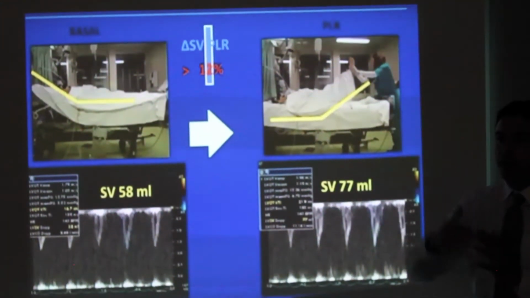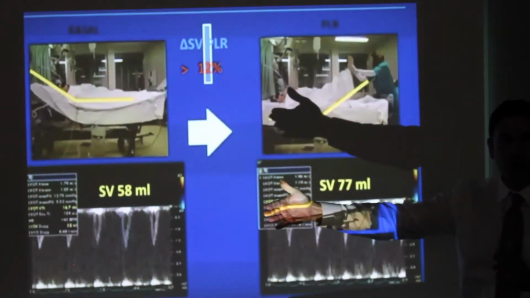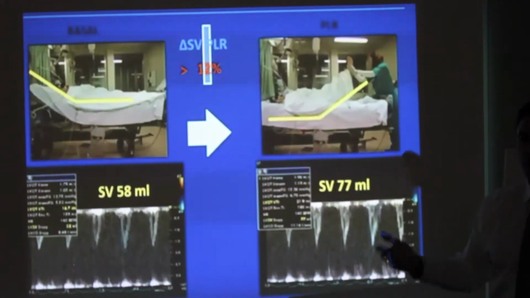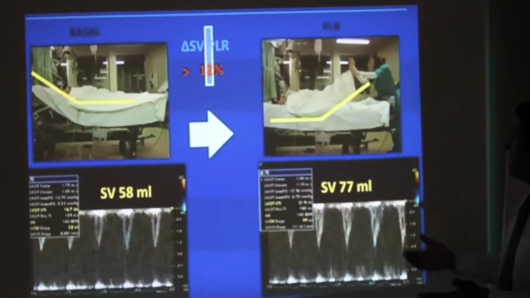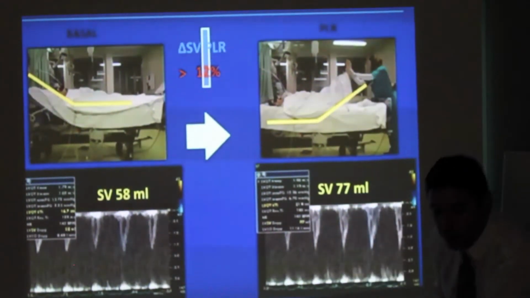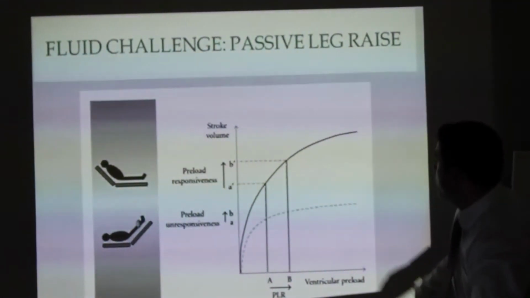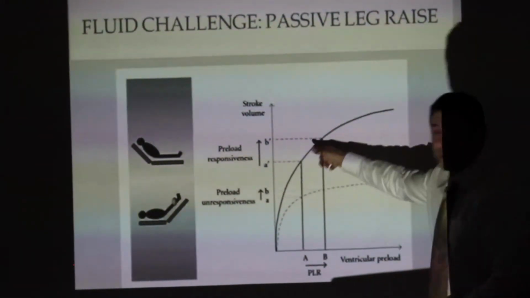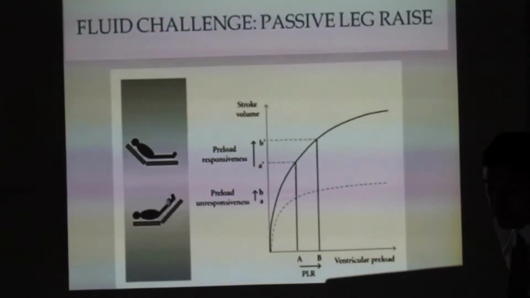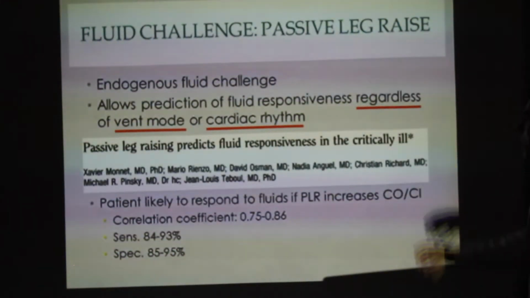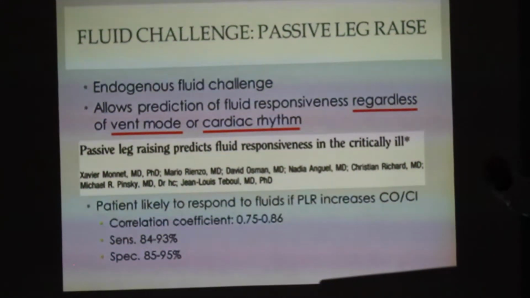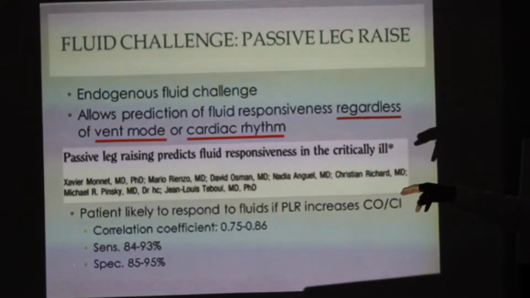So you want to be able to assess the stroke volume. You have to have something to tell you about stroke volume. You can't just rely on the mean arterial pressure, somebody who's septic or so. It is available, but you have to have a device that will tell you about the stroke volume and whether your patient goes from here to here or not. Just by itself, it might not be very helpful, especially in septic patients. So PLR can be done in a patient regardless of the vent mode or cardiac rhythm.